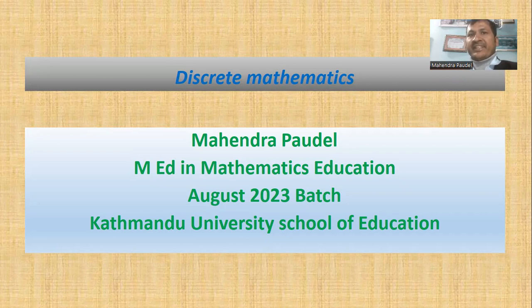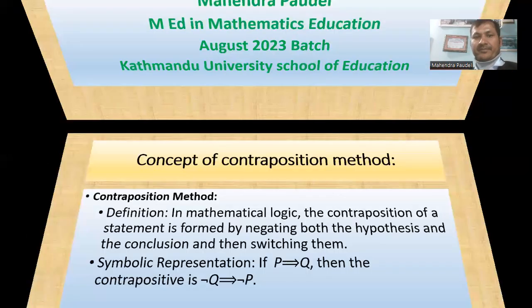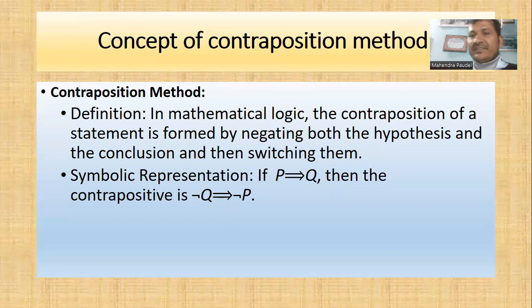Today I am going to present about contradiction and contraposition method. Concept of contraposition method. In mathematical logic, the contraposition of a statement is formed by negating both the hypothesis and the conclusion and then switching them. Symbolically, if P then Q, then the contraposition is negation of Q, then negation of P.